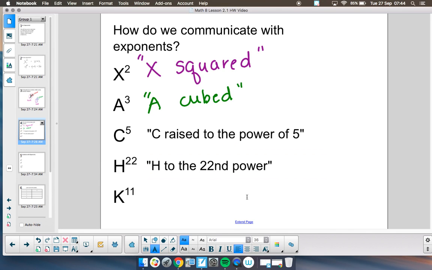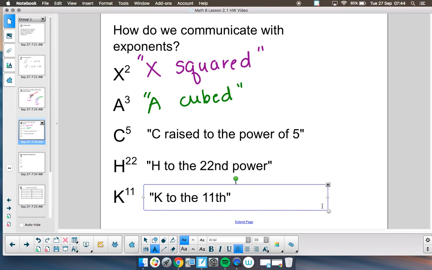And a little bit of a shortened version would be for the last one. We could say k to the 11th. So that's a bit of a shortened version. So actually all 5 of these things I've written here, we use all of those terms when we're talking about exponents. So just practice those and put those in your notes.